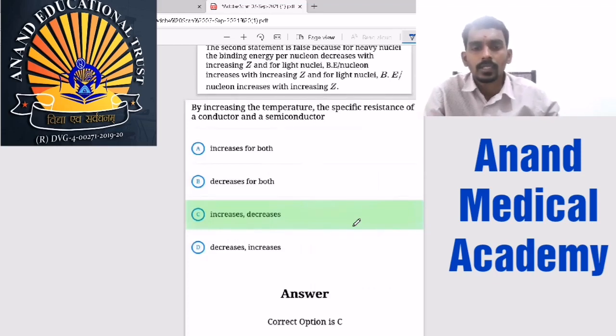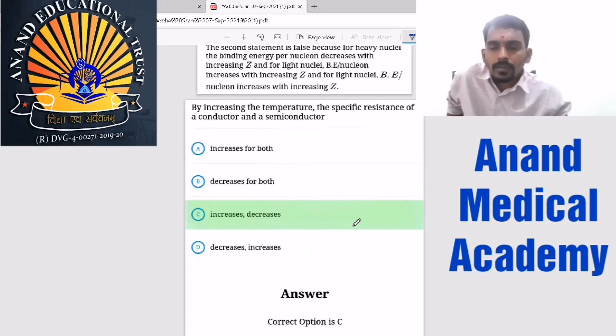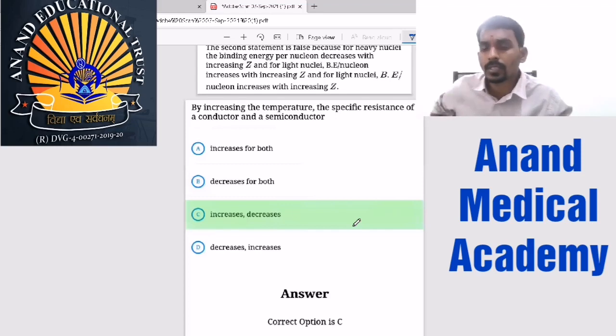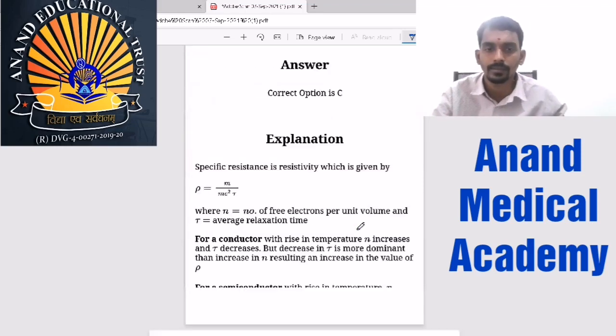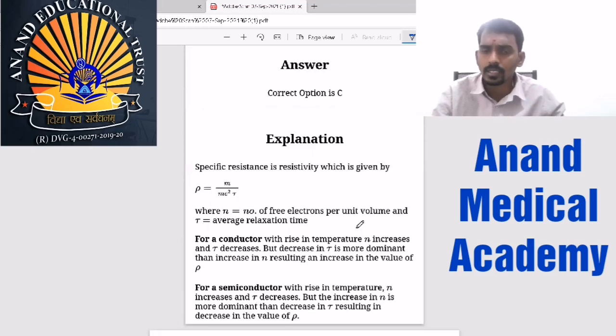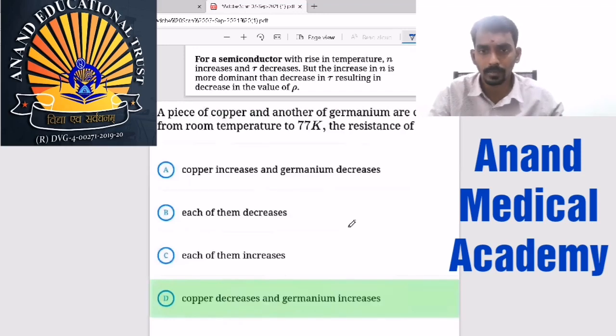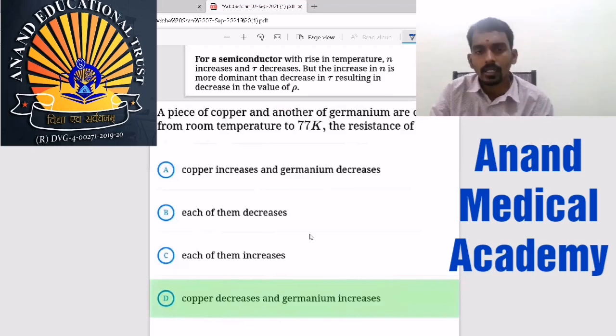By decreasing the temperature, the specific resistance of conductor and semiconductor. This is the concept of how the resistance varies for conductor and semiconductor. For conductor, it decreases with decreasing temperature, but for semiconductor, it increases. We have studied the reason, relaxation time and all. So here they have given the reason also. But you should have studied all these things when you have to attempt such kind of questions. So this is all about the effect of temperature on resistance of a conductor or semiconductor. That is also one of the important things.